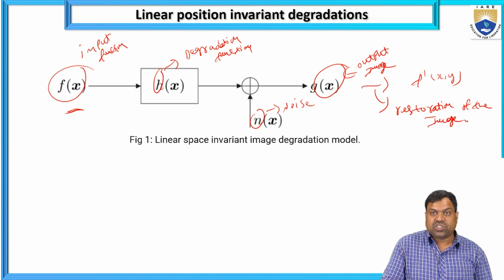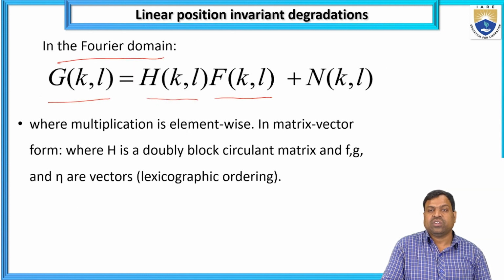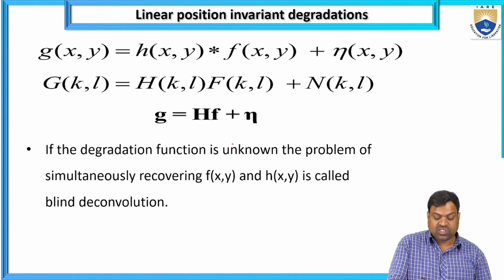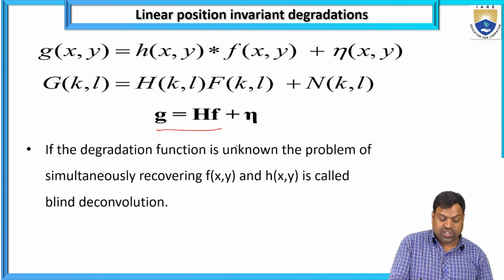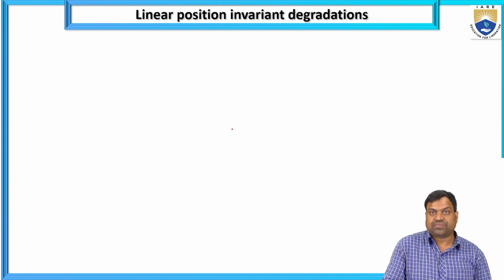So that is a linear space invariant image degradation model. The equation of the image degradation model is g of x, y equals h of x, y times f of x, y plus nu of x, y. It is a Fourier domain function, with the Fourier transform equation small g equals hf plus nu. Here we know that g is the output, h the degradation function, f the input function, and nu the noise. So it is about linear position invariance and inverse filtering.